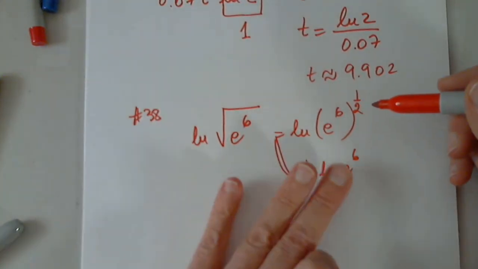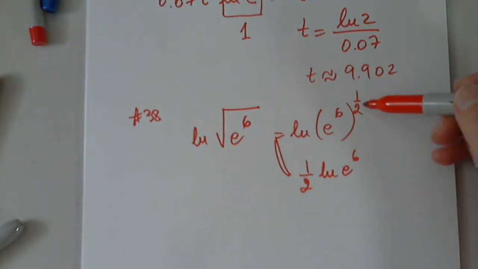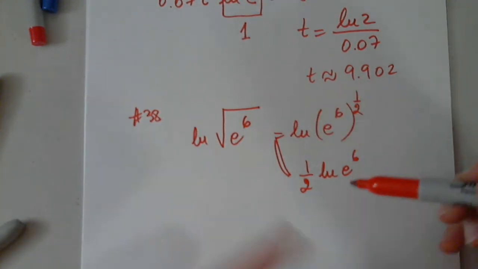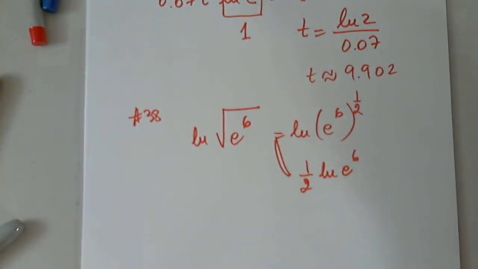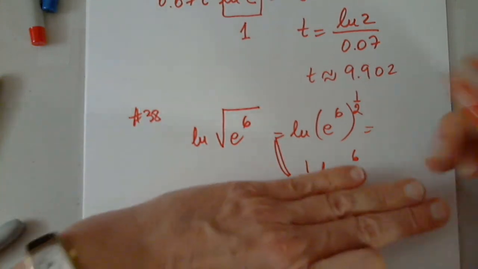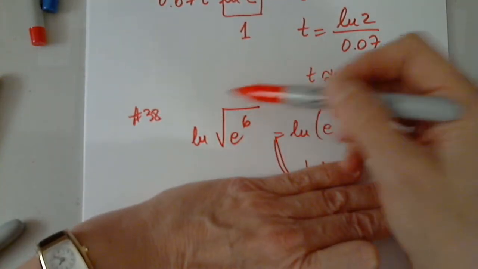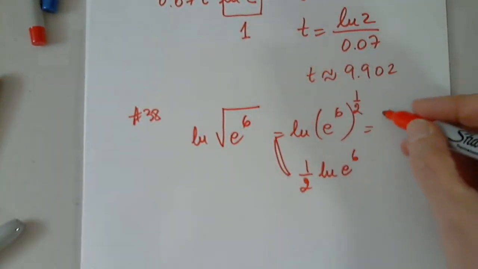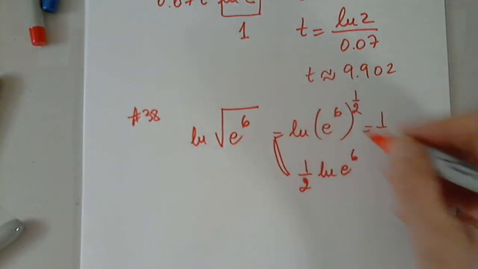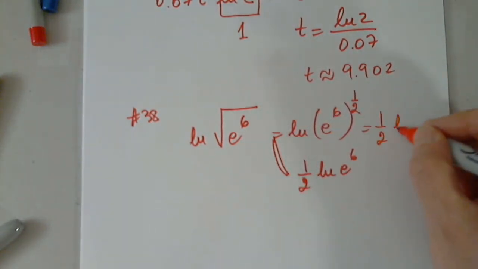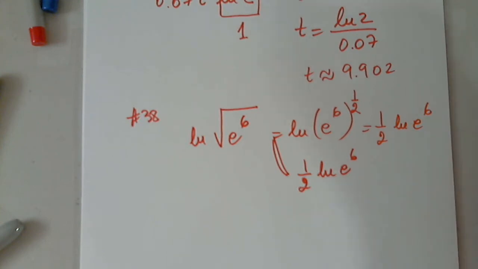I can do this here as well. At the same time, I can bring 1/2 in front here or directly here. It's up to you. So if we go that route, I know that the square root is a power. I bring the power in front because the natural log allows me to. So this is natural log of e to the 6th.